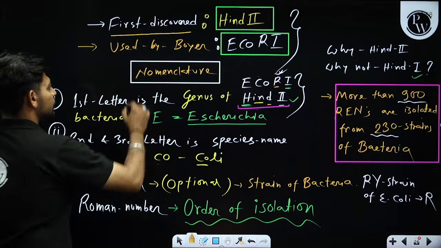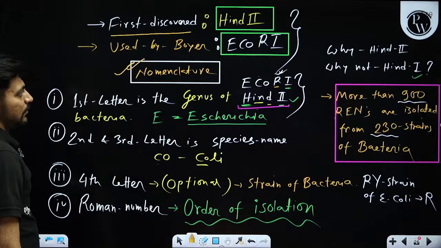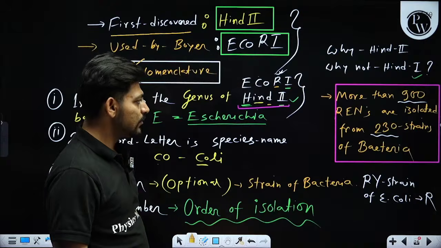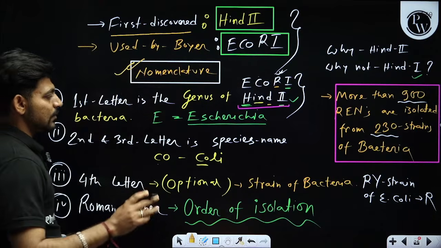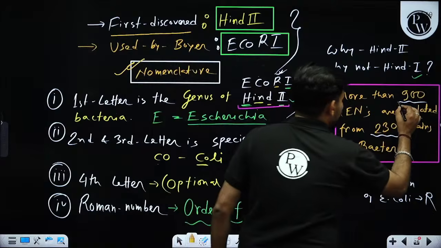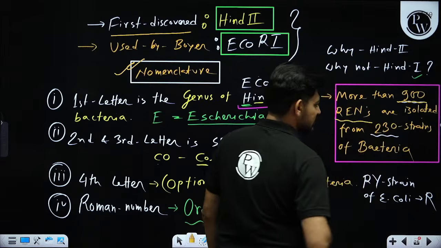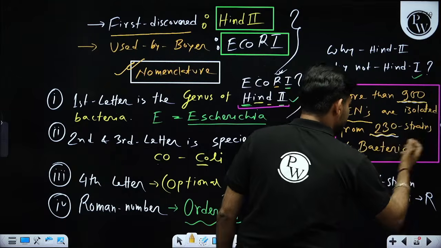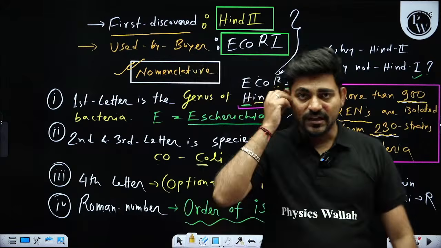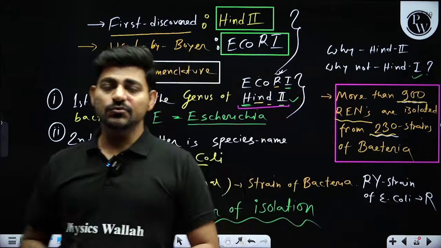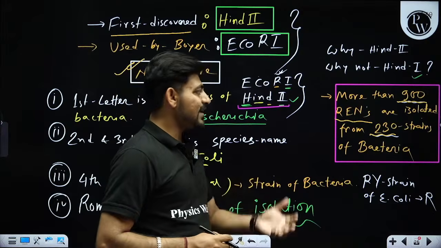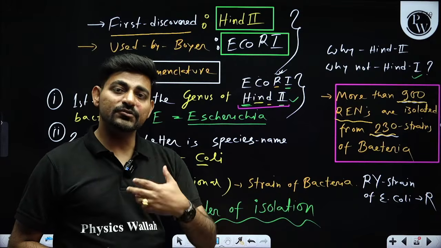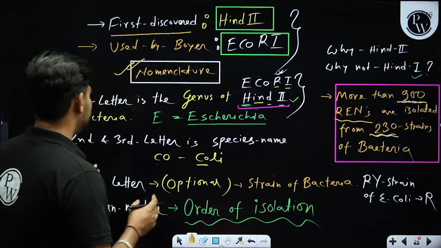Now we'll talk about the nomenclature. Why are restriction enzymes given names like Hind1, Hind2, EcoR1? Now let's talk about that. In nature there are more than 900 restriction endonuclease enzymes, isolated from more than 230 different varieties of bacteria. And how are they named?